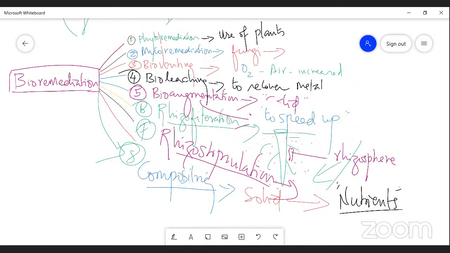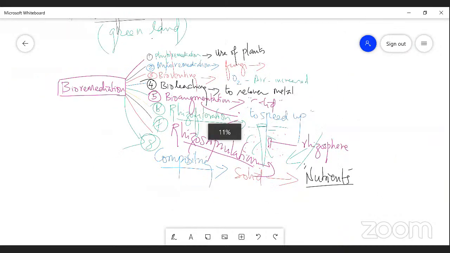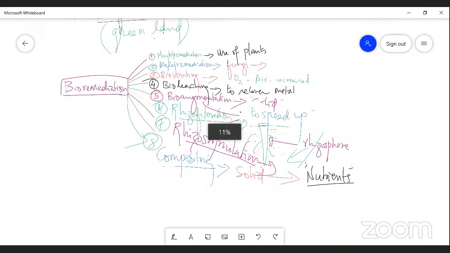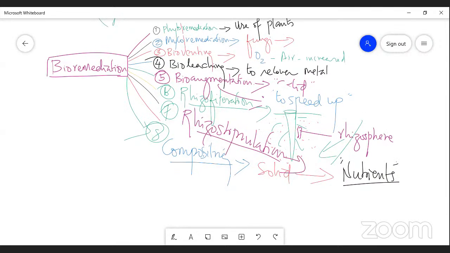Repeatedly I'm saying bioremediation, because it's a board question, right? You can expect it in the board examination. Define bioremediation. Once again, I'd like to define it: bioremediation is nothing but the use of a living organism to degrade pollution or to prevent pollution or environmental pollution, right? That is called bioremediation. So as I have now explained, there are several types, right?